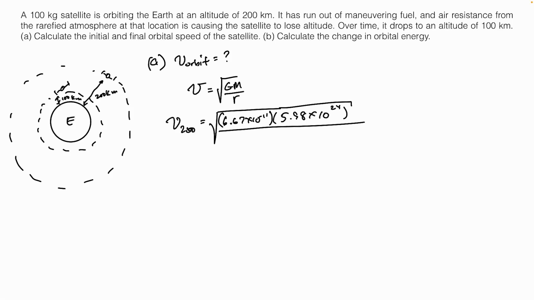Altitude plus radius. So what's the radius here? It's 6,370 times 10 to the 3 meters, or 6.37 times 10 to the 6. I tend to remember 6,370 kilometers. And then plus 200 times 10 to the 3 meters. Again, where are the 10 to the 3s coming from?